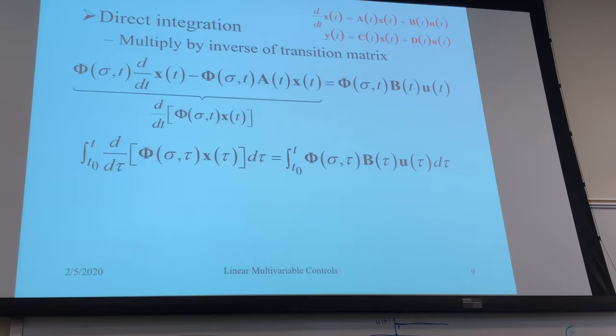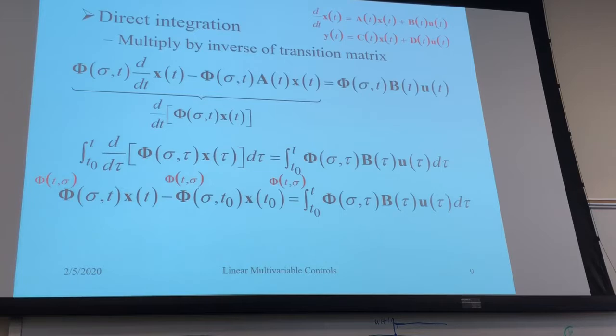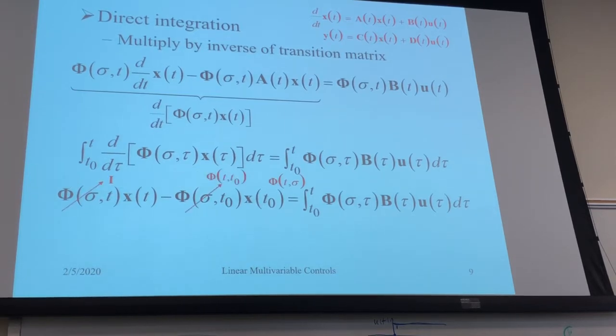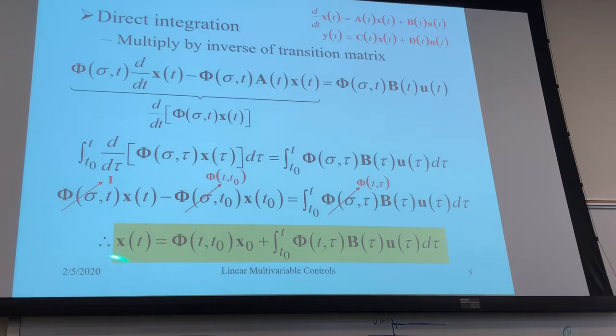So then I multiply together both sides. I'm going to do integration. So then I'm going to have this one, and it's the initial conditions here. So this is the initial condition. And on this side, I simply integrate. Then, in the end, be careful, and I left multiply again Φ(t, σ) here. So then I end up, this one is I, and this one is Φ(t0, σ), so it's Φ(t, τ). So I end up with this one.